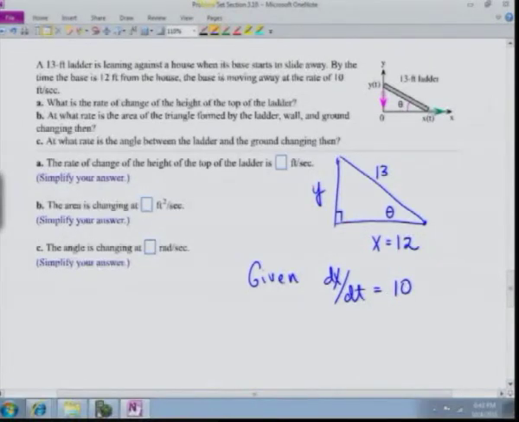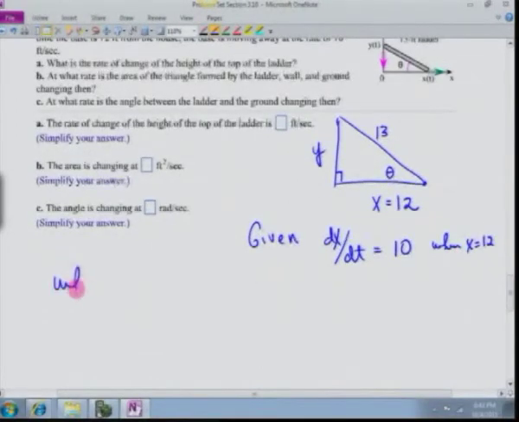Wait, what did you say dx? Why is it this? It says here the base is moving away at the rate of 10 feet per second when you're at 12. Oh. So dx/dt is 10 when x is 12. So we also need to find out what y is equal to when x is 12.